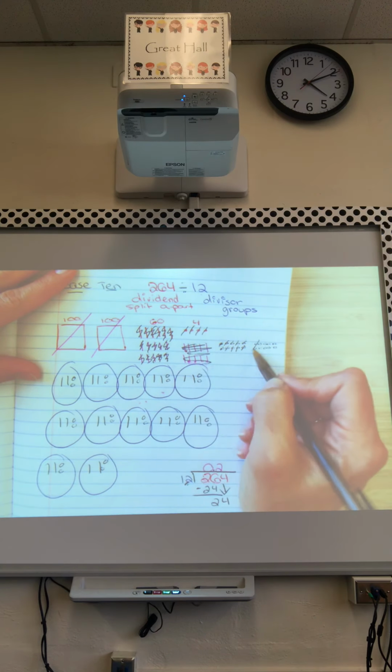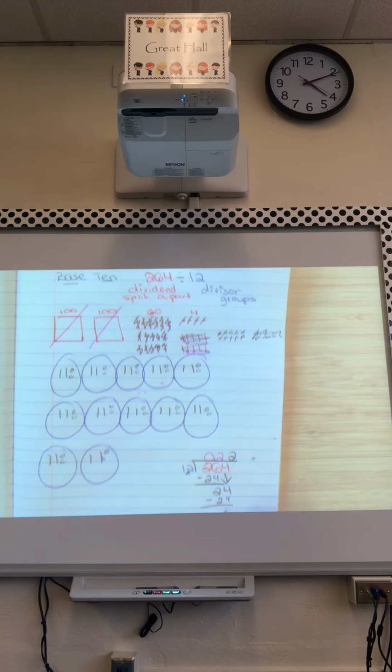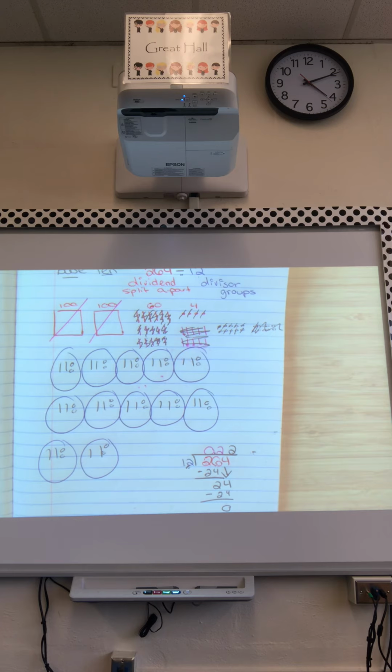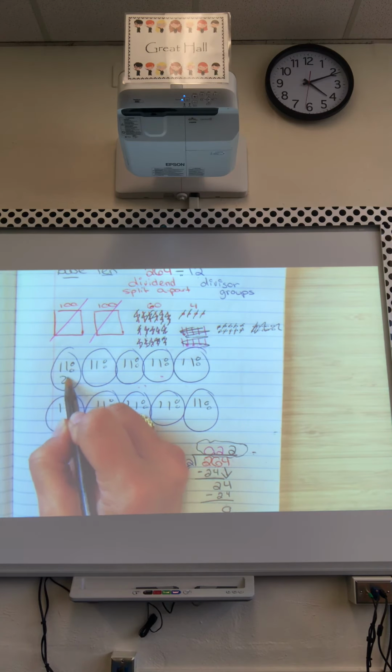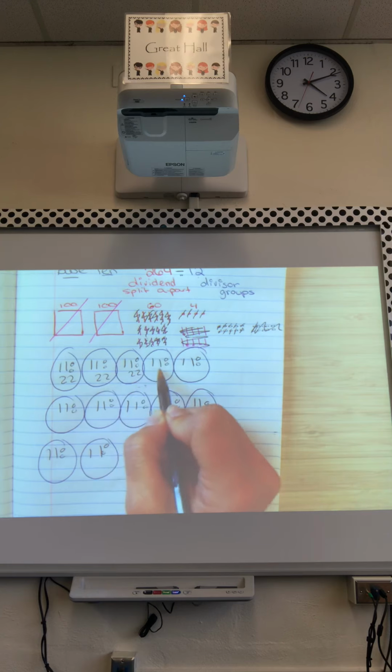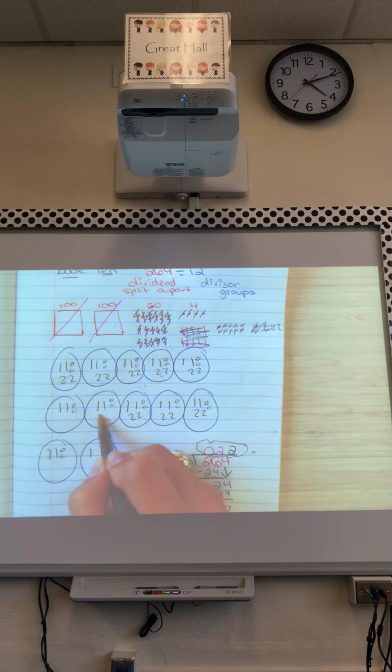1, 2, and that's 10. That makes 12. So 24 ones was divisible by 12 2 times. So I subtract 12 times 2 is 24, and I have a difference of 0. So now, if you look, you have 22 as your quotient, and you have 10, 20, 21, 22 in each of your 12 groups. That is how you do base 10.